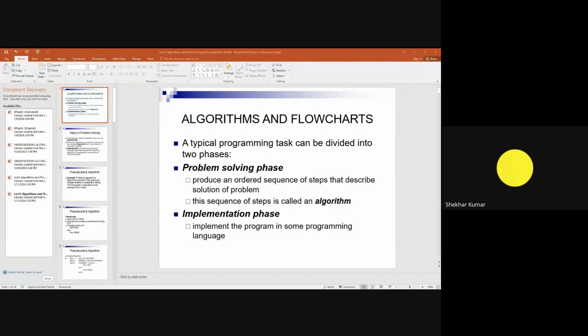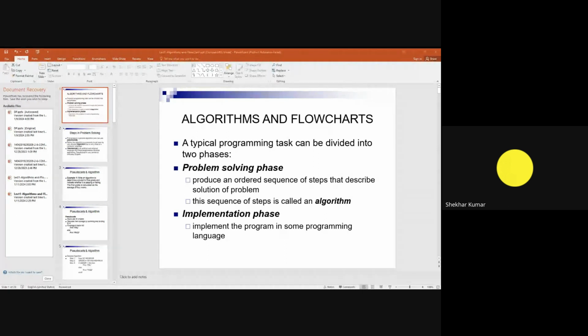The algorithm must be definite, a finite number of sequence of steps, an ordered sequence that describes a solution of a particular problem. That is called your algorithm. The set of sequence of steps is described as an algorithm.